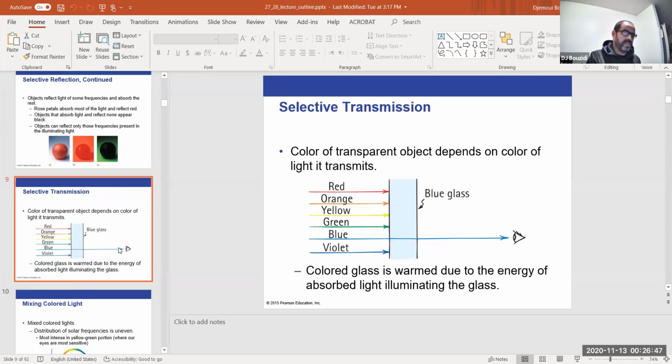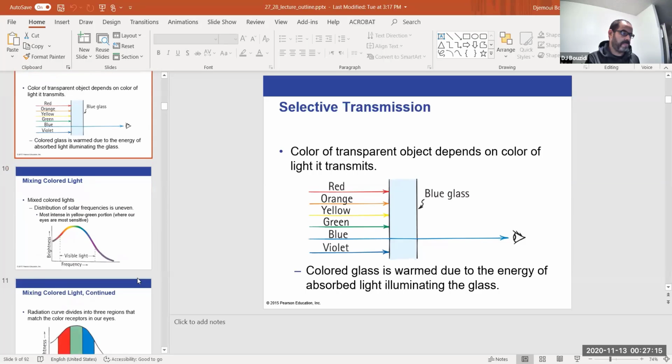For the transparency, it's the opposite in this case. Transmission is the opposite of reflection. So if you have white light coming from the other side, and then you see only the blue, that indicates that this glass, which is probably shaded with blue, can absorb everything except the blue. So it's transmitting the blue in this case.